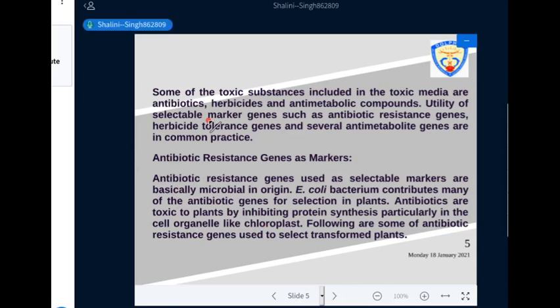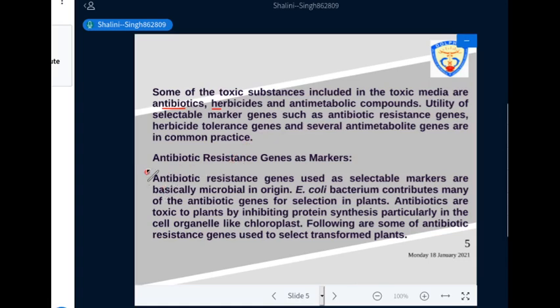The use of any selectable marker has to be controlled closely with appropriate concentration being determined by different experiments. Some of these toxic substances included in the media are antibiotics, herbicides, and anti-metabolic compounds. Utility of selectable marker genes such as antibiotic resistance genes, herbicide tolerance genes, and several anti-metabolite genes are in common practice.